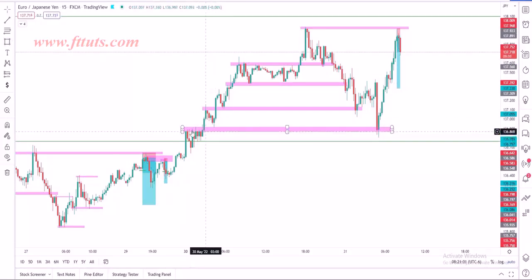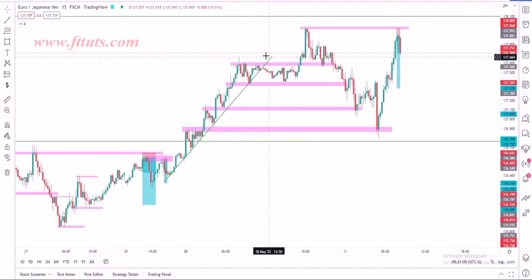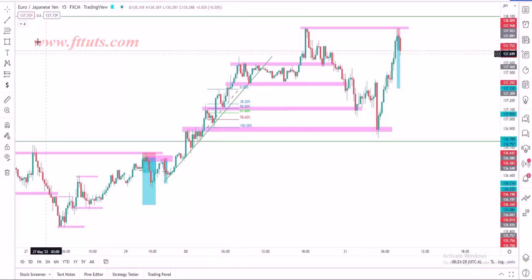So that key area could be a horizontal line of support and resistance. It could be a trend line where you're waiting for price to come back after it's hit twice. You're going to buy on the third touch, the fourth touch. It could be a Fibonacci, buying at the 50, buying at the 618.